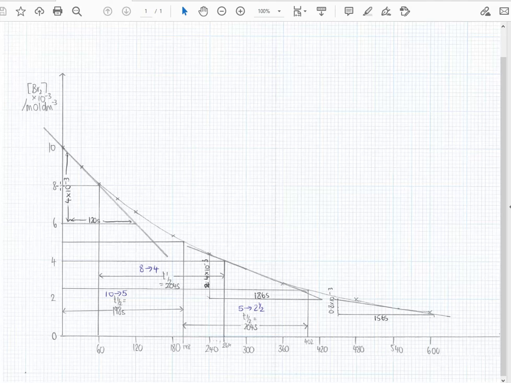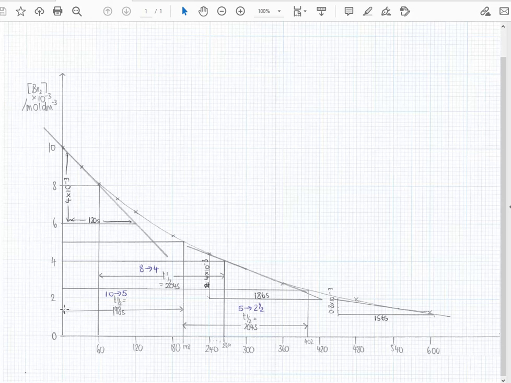I've drawn one on from between 10 and 5 here, 198 seconds, and then I've drawn another one on between 8 and 4, and that one is 204 seconds. I've drawn one on between 5 and 2.5, that's this one here, that's 204 seconds. And I've also drawn on tangents to find the rates at different times. So we're going to go back to the notes and have a look at all of that information in the notes.